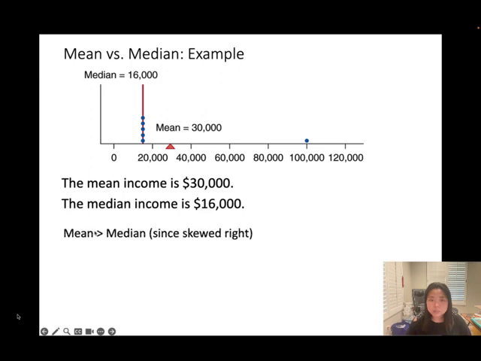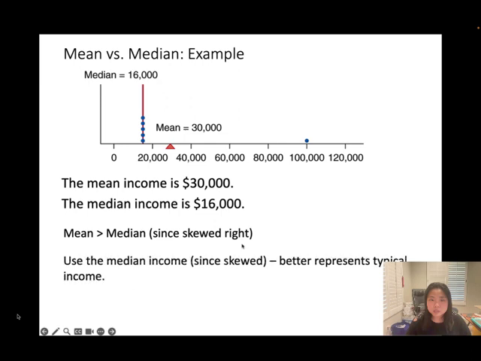Okay, and then we could tell the mean is going to be greater than the median. So we know this is skewed to the right. And we know this is a skewed distribution, so the median will better represent the typical income.